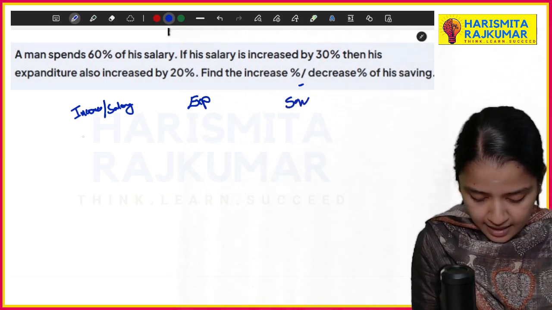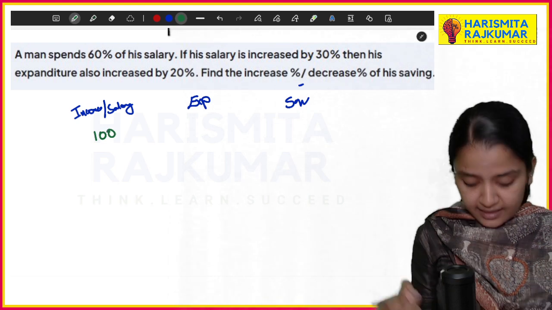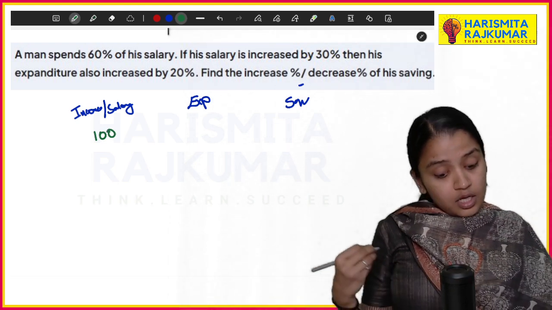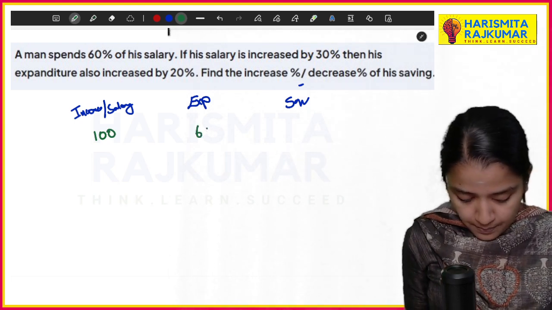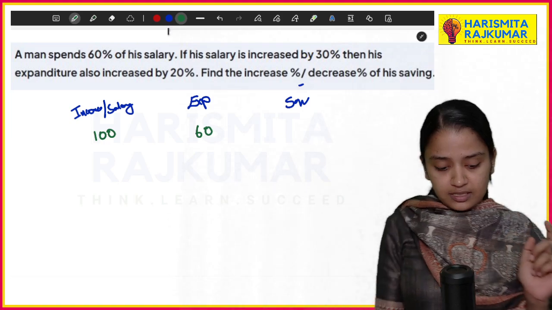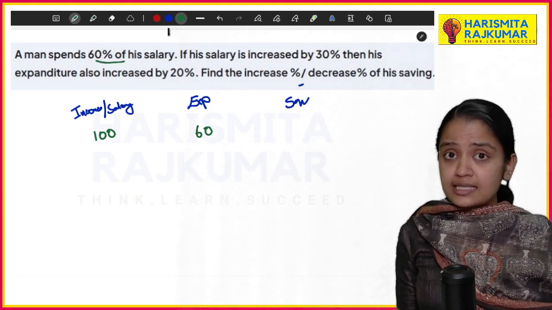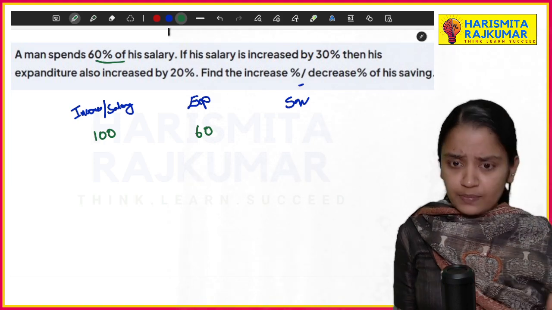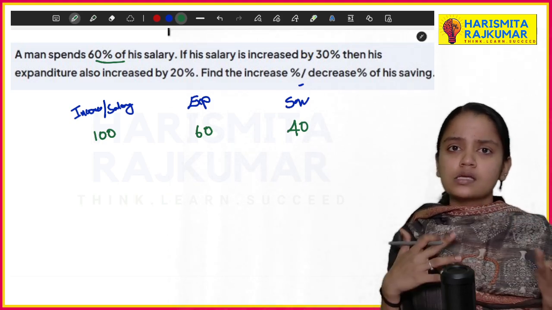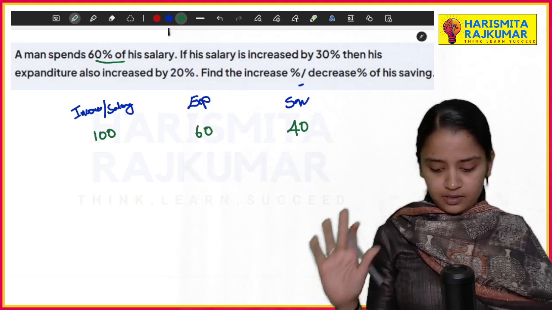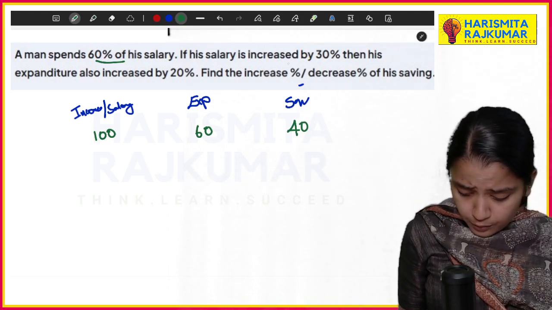If your salary is 100, he spends 60 percentage. See the first sentence, 60 percentage of his salary is spent. So how much will he save? 100 minus 60, you'll be having 40. That you know. If you have 10 and spend 6 rupees, 10 minus 6 is 4. Likewise. Now, what are you supposed to find?